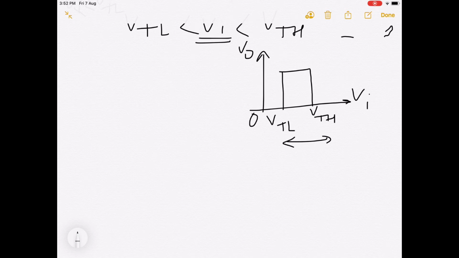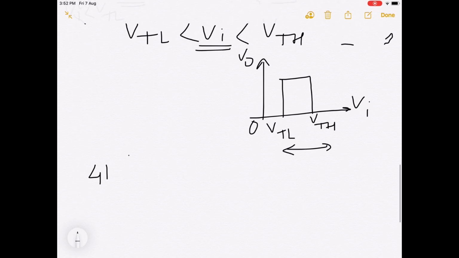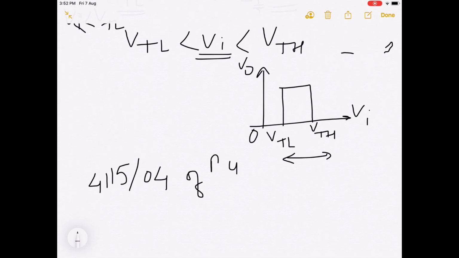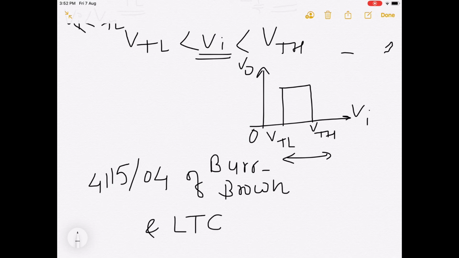They are also available as individual IC modules such as 4114, 4115 or 4104 of Burr Brown and LTC 1040 of Linear Technology. These are the manufacturers, Burr Brown and Linear Technology. So these are the separate ICs for window detector.